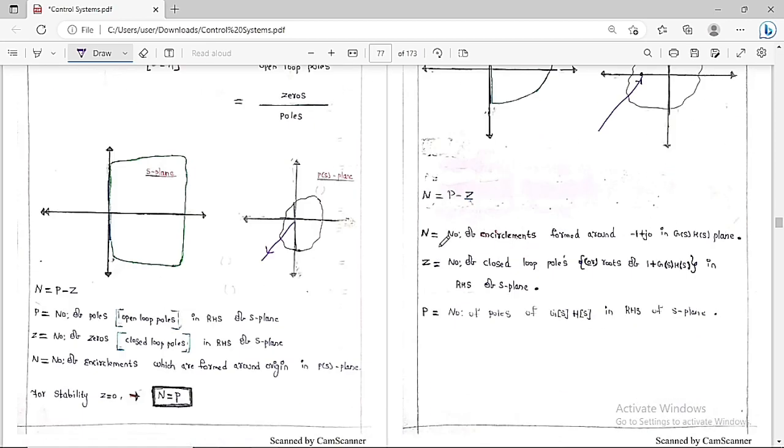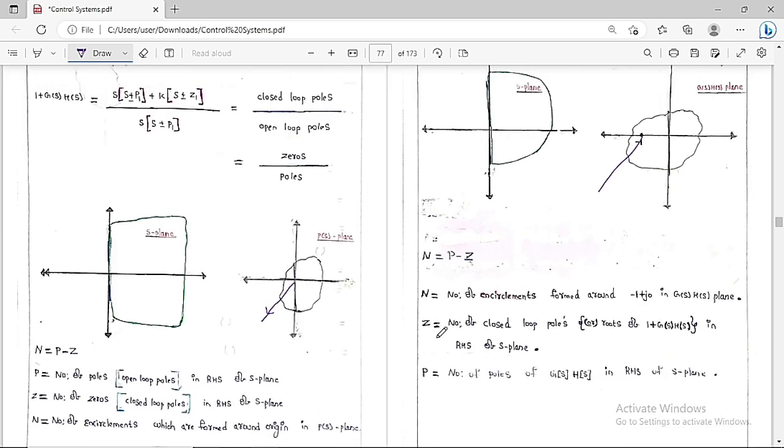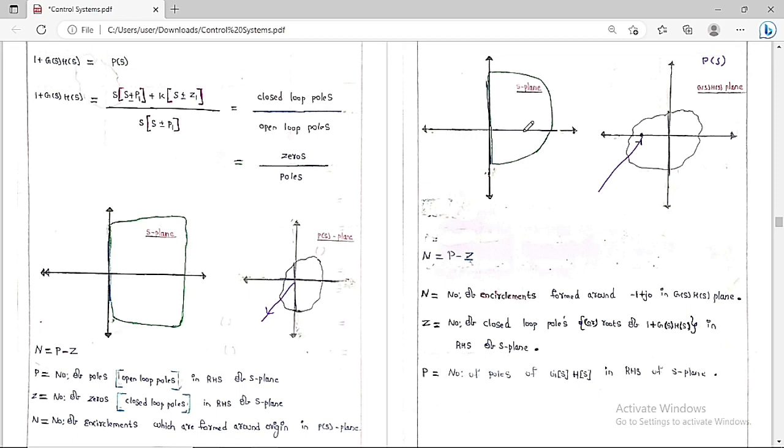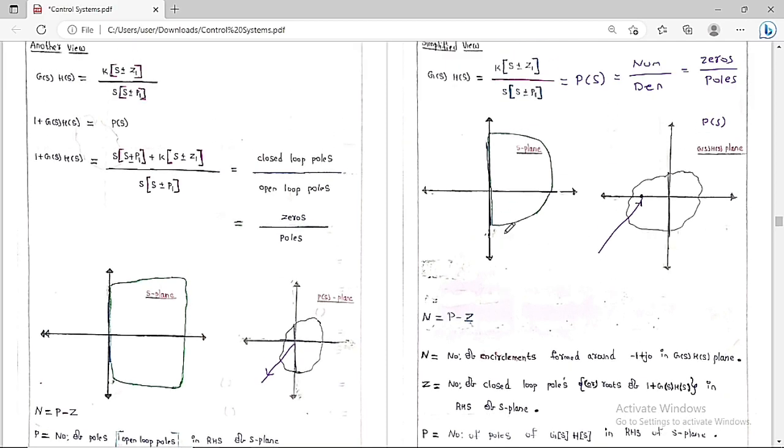Now, what's the value of Z? Z indicates the number of closed loop poles. The closed loop poles are the roots of 1 plus G of S H of S in the RHS of S plane. So Z indicates the number of closed loop poles or the roots of the characteristic equation which lie in the RHS of S plane. And P indicates the number of poles of G of S H of S in the RHS of S plane. So this formula you always have to keep in your mind: N is equal to P minus Z.